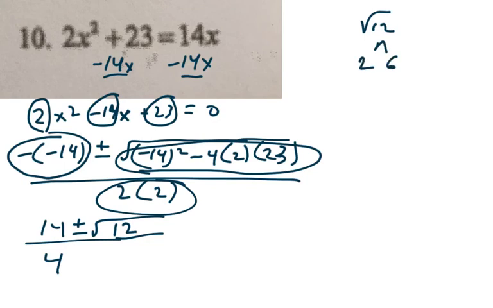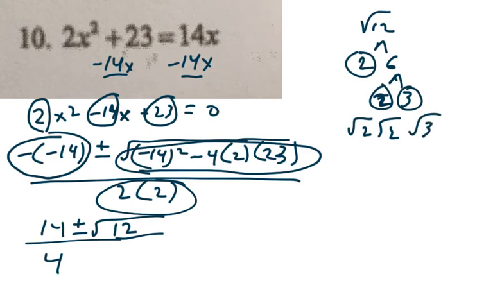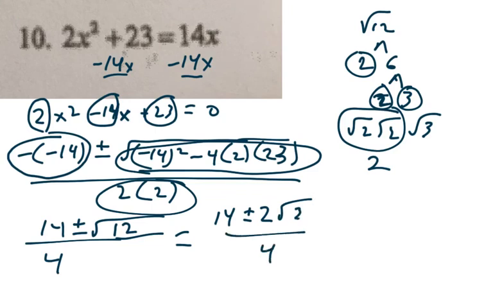12 is, for example, 2 times 6. 6 is 2 times 3. So we have a 2, right? And a square root 3. Those two square root 2's, though, make a regular 2. So what we have here is 14 plus or minus 2 square root of 3, over 4.